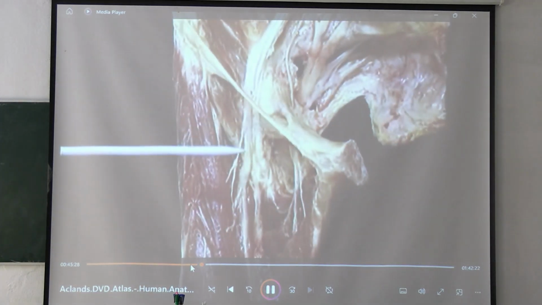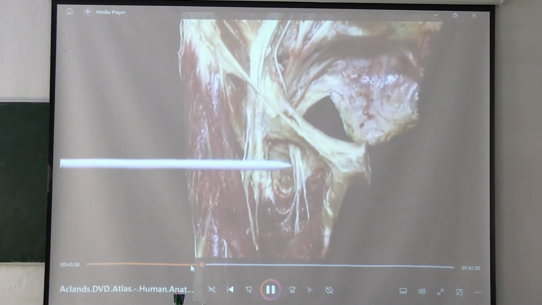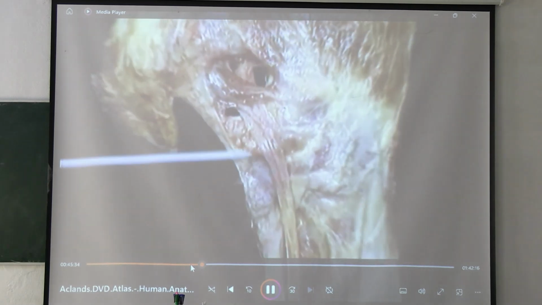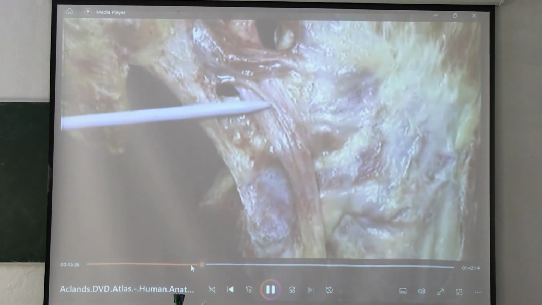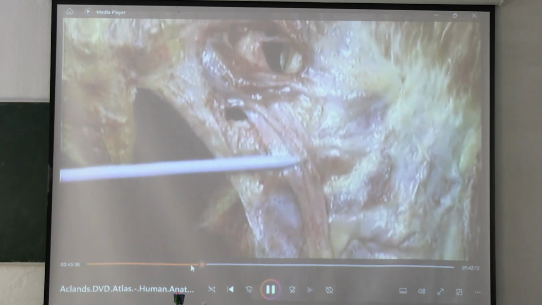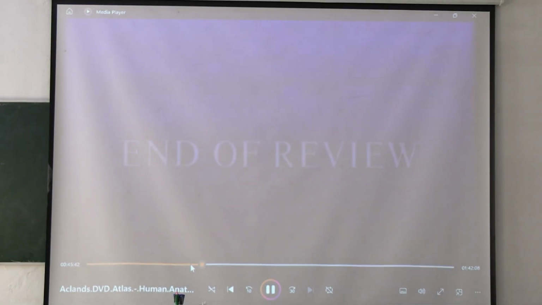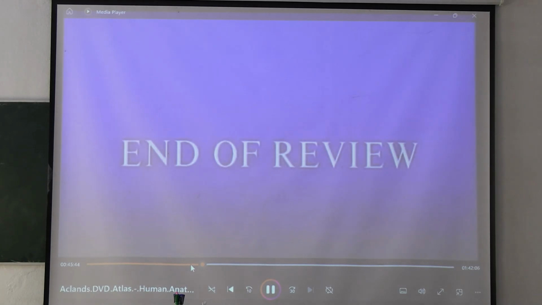Now the nerves: the femoral nerve, the ocular nerve, the sciatic nerve, the inferior gluteal nerve, and the superior gluteal nerve. That brings us to the end of this section on glute. In the next section, we'll look at glute.